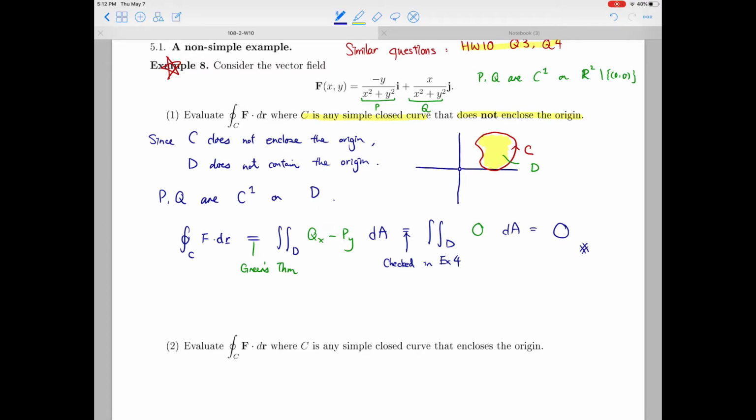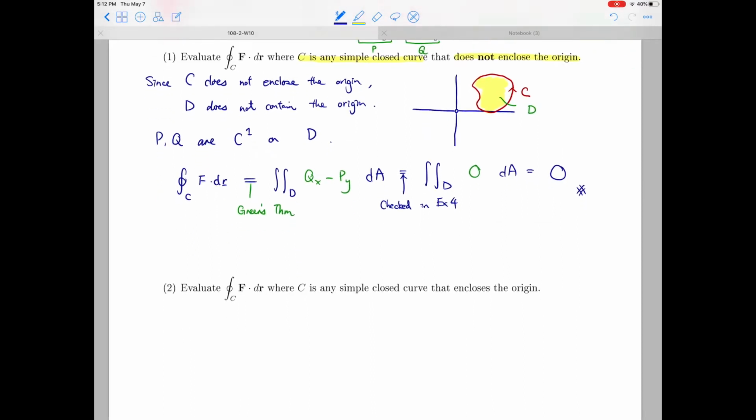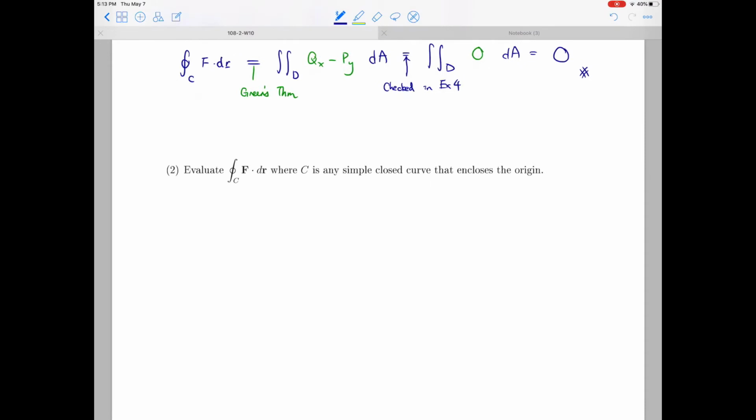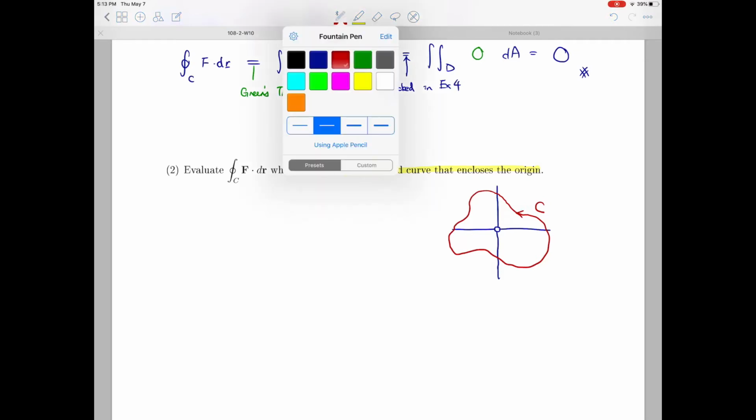So when your curve does not enclose the origin, then you apply the usual Green's theorem. The more tricky part is the next one. Evaluate the line integral, the same thing, for any simple closed curve C that encloses the origin. So what does that mean? So now the origin is in the middle, and then you have a simple closed curve. You don't know how it looks like. It looks like this. Okay, and then it encloses the origin. So now the usual Green's theorem does not apply. How do we deal with that? Is that the end? Not quite.